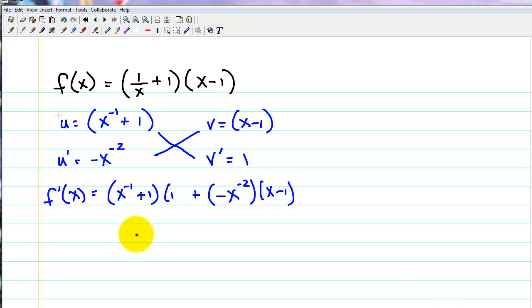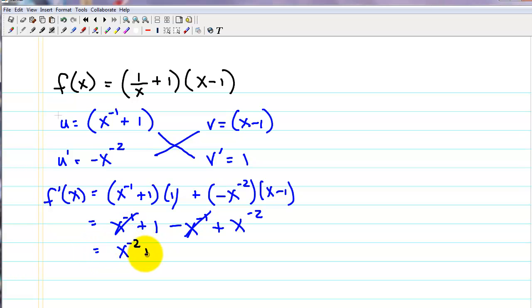After cross multiplying, I'm going to distribute. So now I have x to the minus 1 plus 1, and now I distribute here. Negative x to the minus 2 times x here. We add the exponents, so I end up with negative x to the minus 1. And we end here with positive, because we have negative times negative x to the minus 2. These cancel. So I am left with x to the minus 2 plus 1.